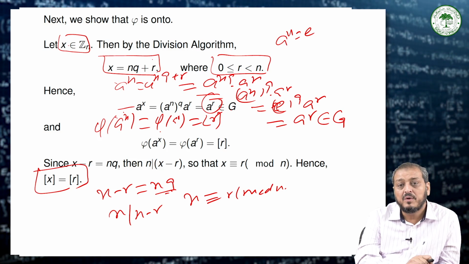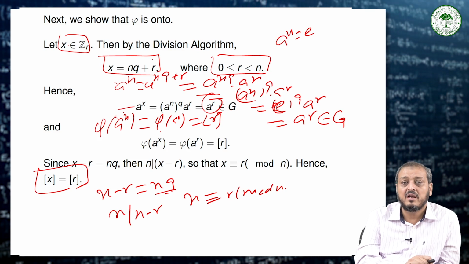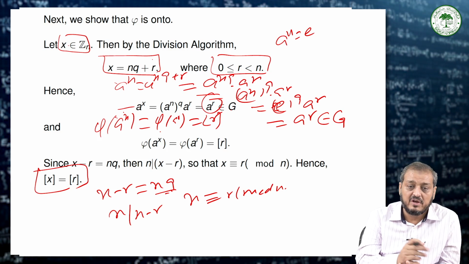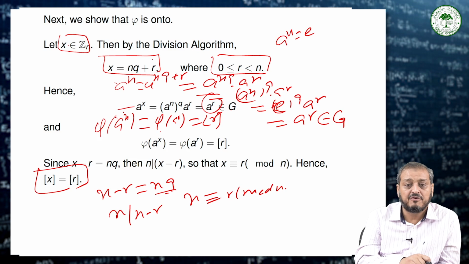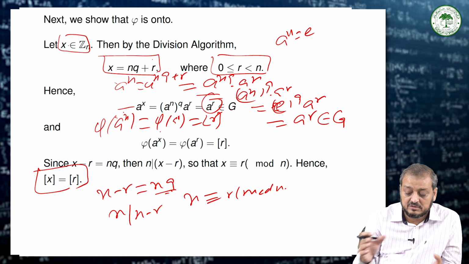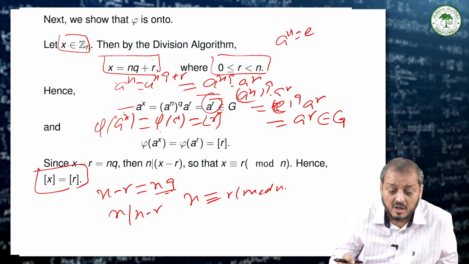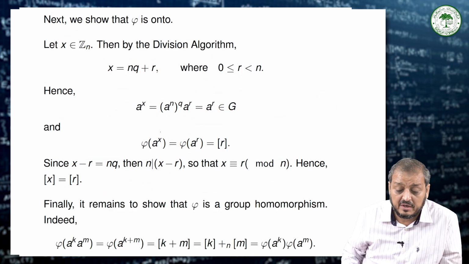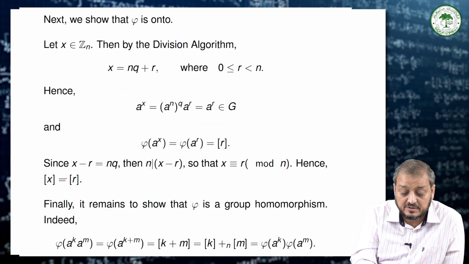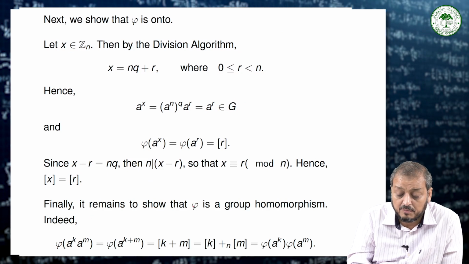Now one more thing is left, and the last one is that we have to show that phi is a homomorphism. Finally it remains to show that phi is a homomorphism.